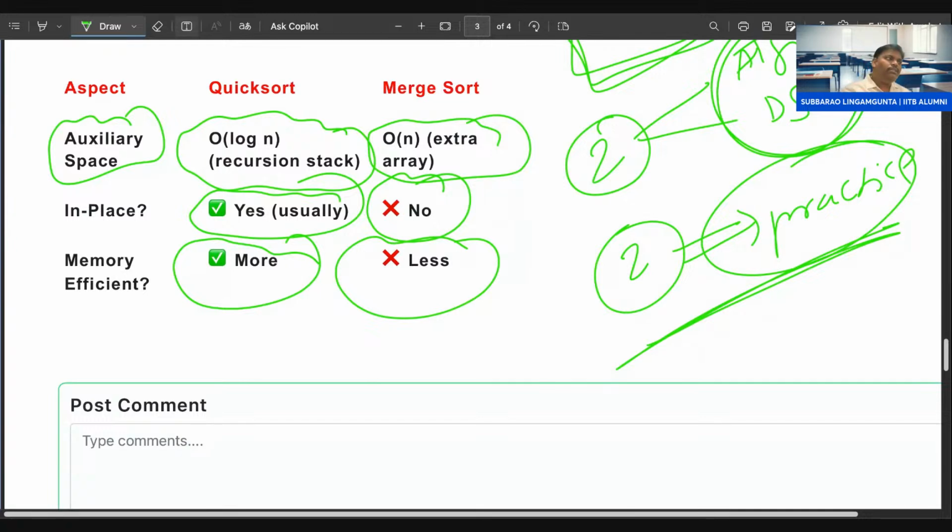Yesterday, merge sort. Today, I explained quick sort. Tomorrow, I want to explain heap sort. If you have any little doubts, you can ask me.